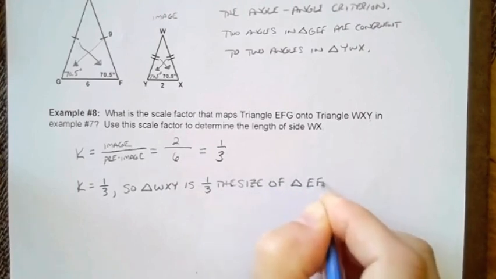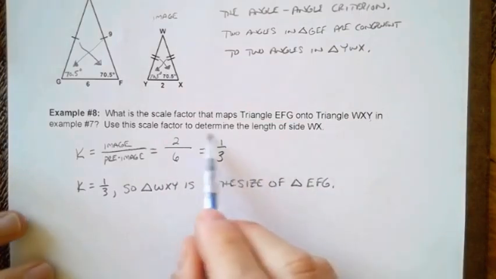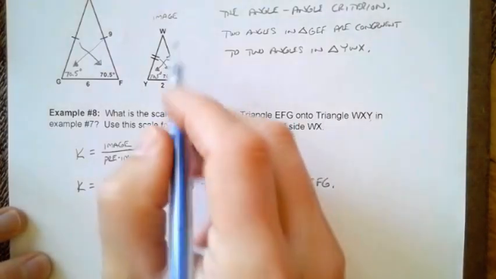Again, to find a scale factor, take a length from the image over the corresponding length of its pre-image, and then simplify down. 2 over 6 simplifies to 1/3. WXY is 1/3 the size of triangle EFG. Now determine the length of side WX. How much is this length right here?